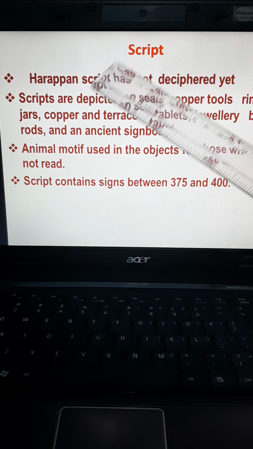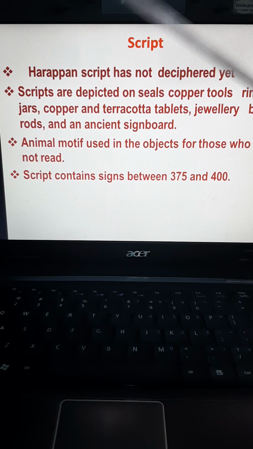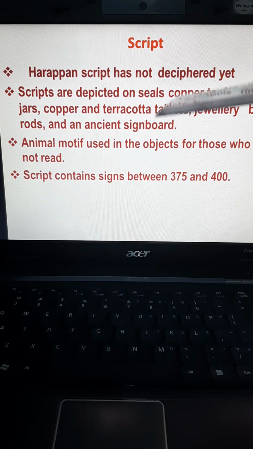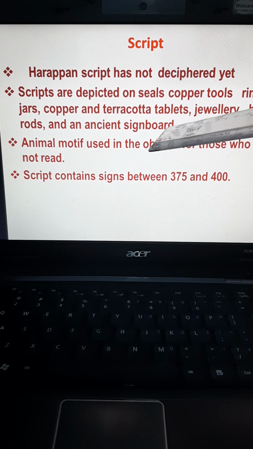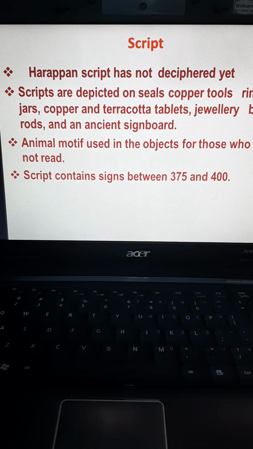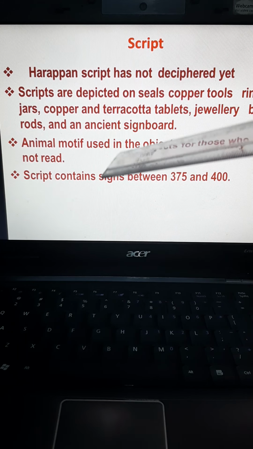Next one is our script. So what is script? The Harappan script has not been deciphered yet. That means it is not clearly understood till now. Scripts are depicted on seals, copper tools, rims of jars, copper and terracotta tablets, jewelry, bone rods, and an ancient signboard. Script used to be written on some seal, tool or jar. Somewhere, instead of writing, some animal motif was used on the object, for those who could not read.